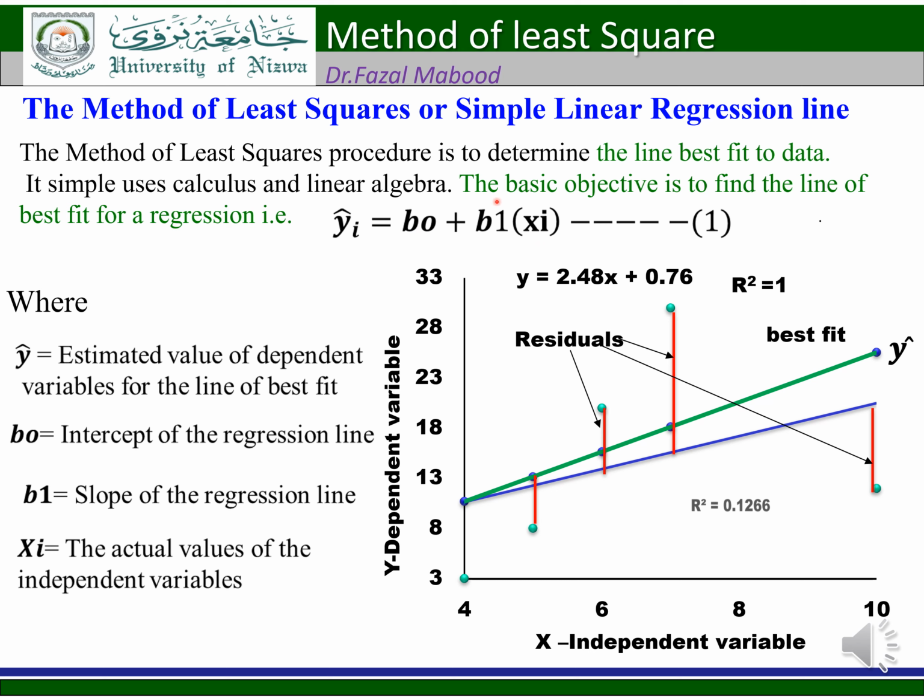The basic objective of the method of least square is to find the line of best fit for a regression line. Here you see this is the regression model, linear regression model. Here this is y estimated, this b0 is intercept, and b1 is the slope, and x is the independent variable. In this diagram, the dots are the scatter plot, each dot is an individual data point, and the distance between the dot and the line, this we call residual. This green line shows the regression line, the line of best fit.